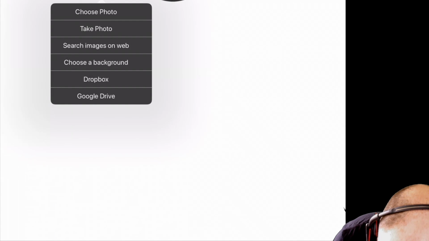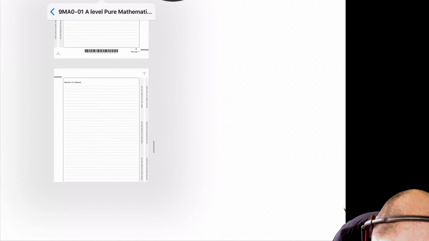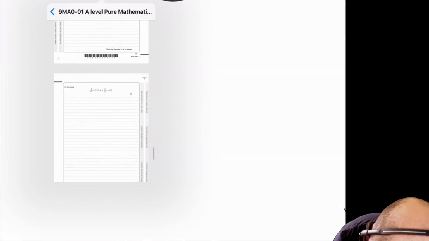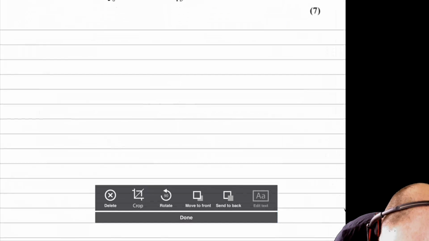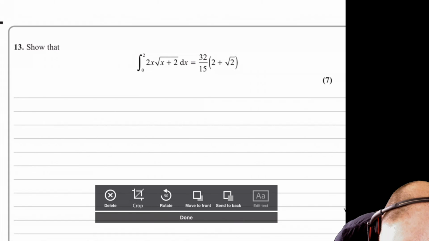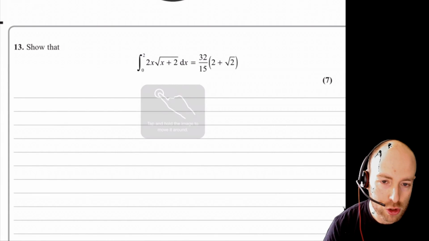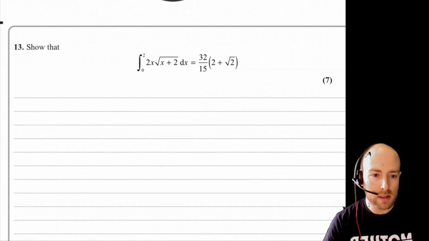Half hour left. Let's see if we can finish it. Question 13 next of all. There's this little question here. So 7 marks. That should be doable in 7 minutes. Timer there. See how you get on.